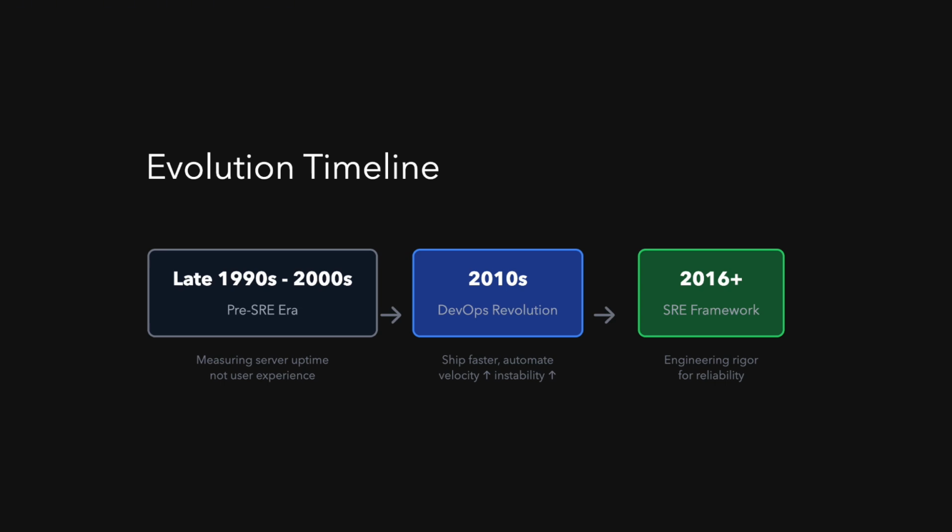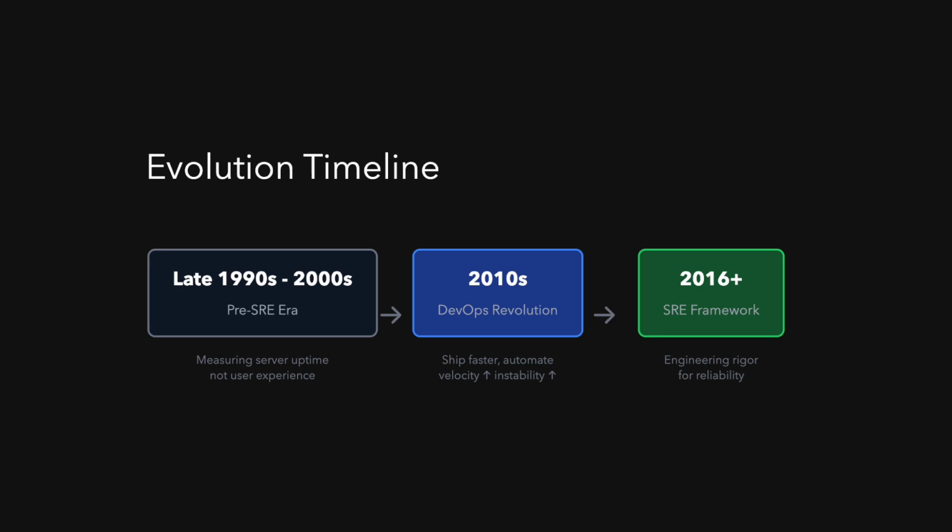Then came the DevOps revolution. The promise was beautiful. Break down silos between development and operations. Deploy faster. Automate everything. You build it, you run it. And it worked. Sort of. Teams started shipping code multiple times per day instead of once per quarter. Cycle times collapsed. Innovation accelerated. But a new problem emerged. With velocity came instability.